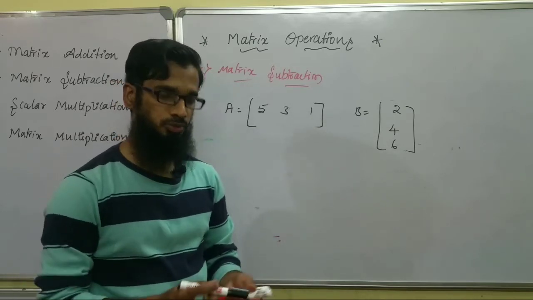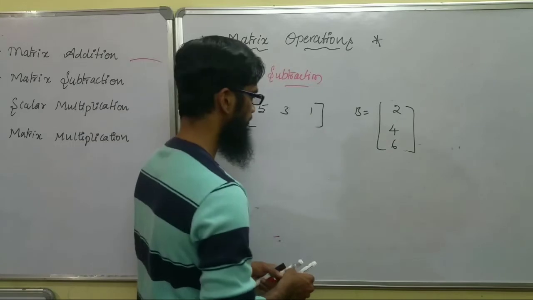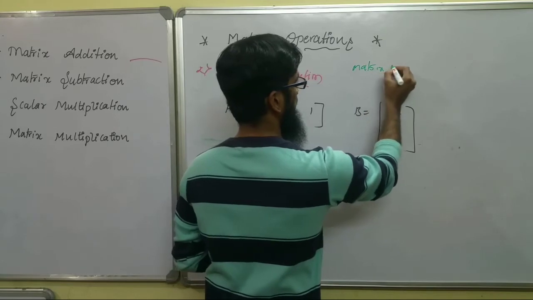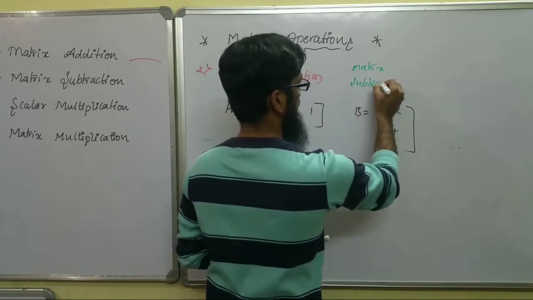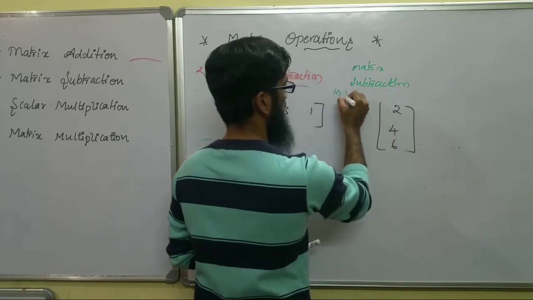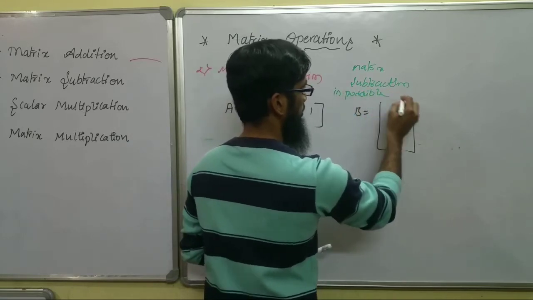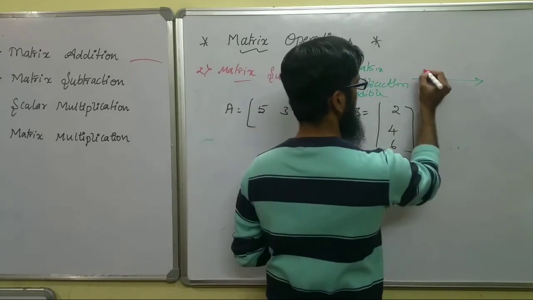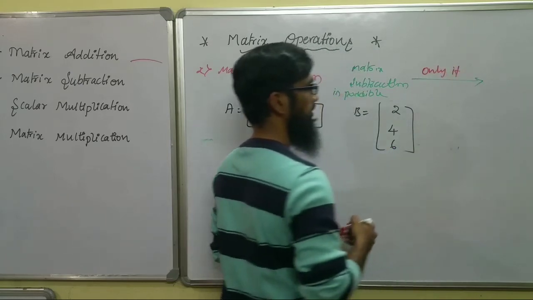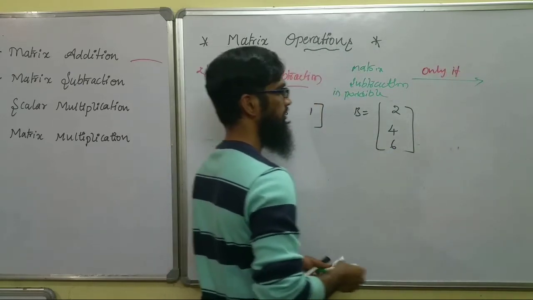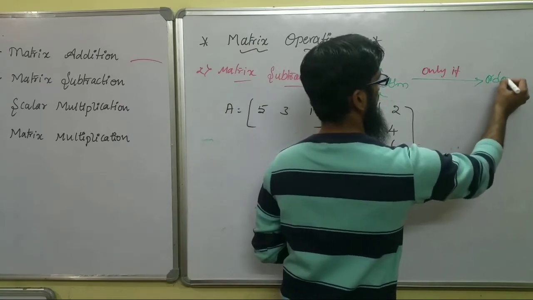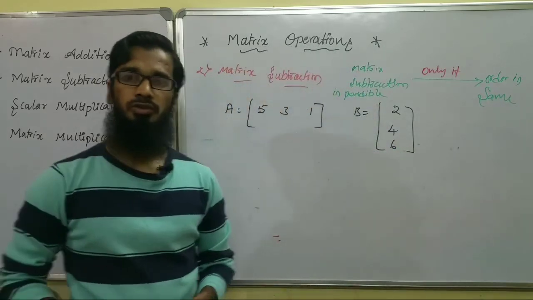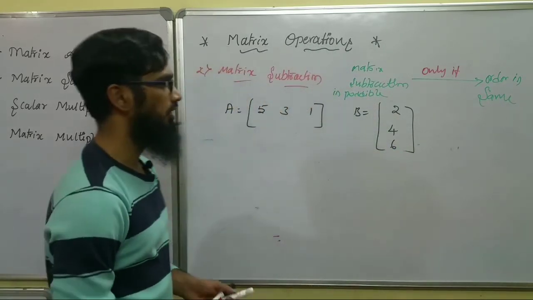So what will be the procedure here? The procedure is, matrix subtraction is possible only if the order of both matrix A and matrix B is the same.